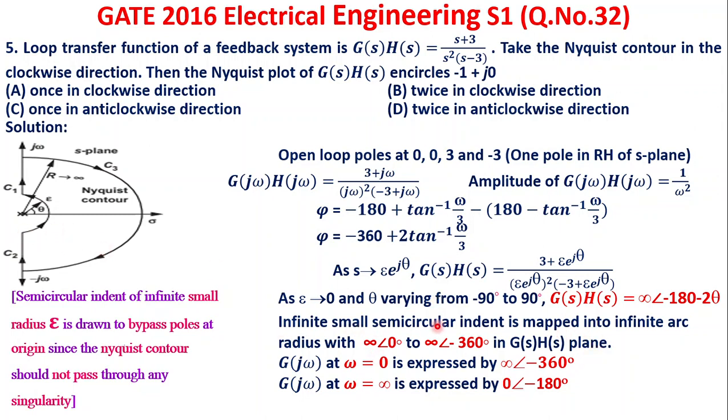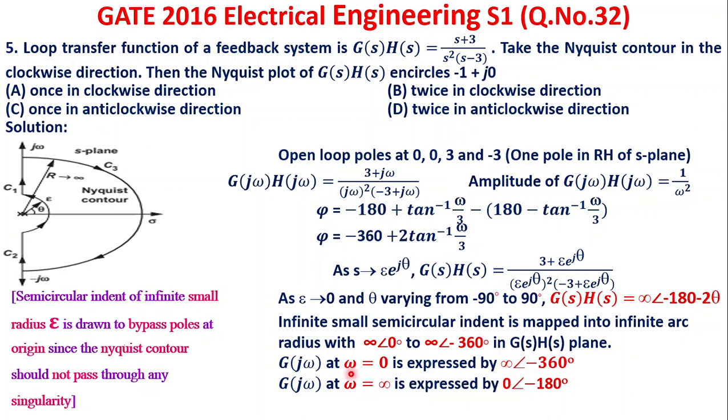So the infinite small semicircular indent is mapped onto infinity. As theta varies from minus 90 to plus 90, minus 180 minus 2 theta varies from, at theta equal to minus 90, 0 degree. At plus 90 degree, minus 180 minus 2 theta will be minus 180 minus 2 into 90, so infinity angle minus 360 degree. Therefore, the infinite small semicircular indent is mapped onto an infinite arc radius with angle varying from 0 to minus 360 degree. That means a complete circle with infinite radius.